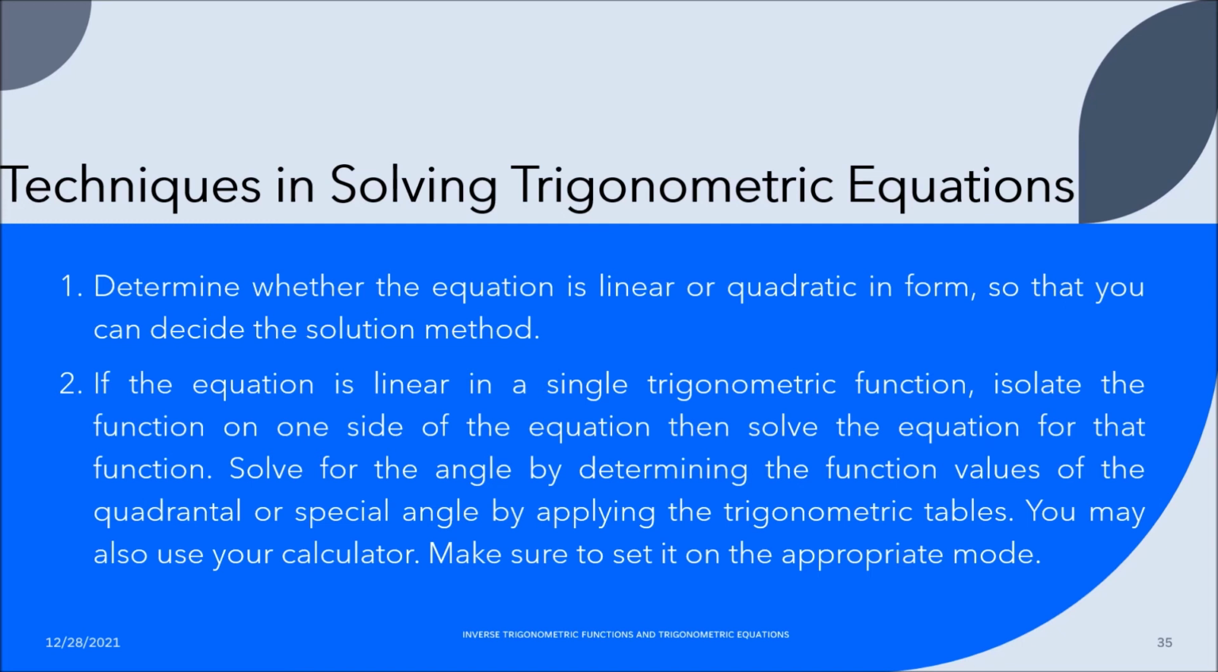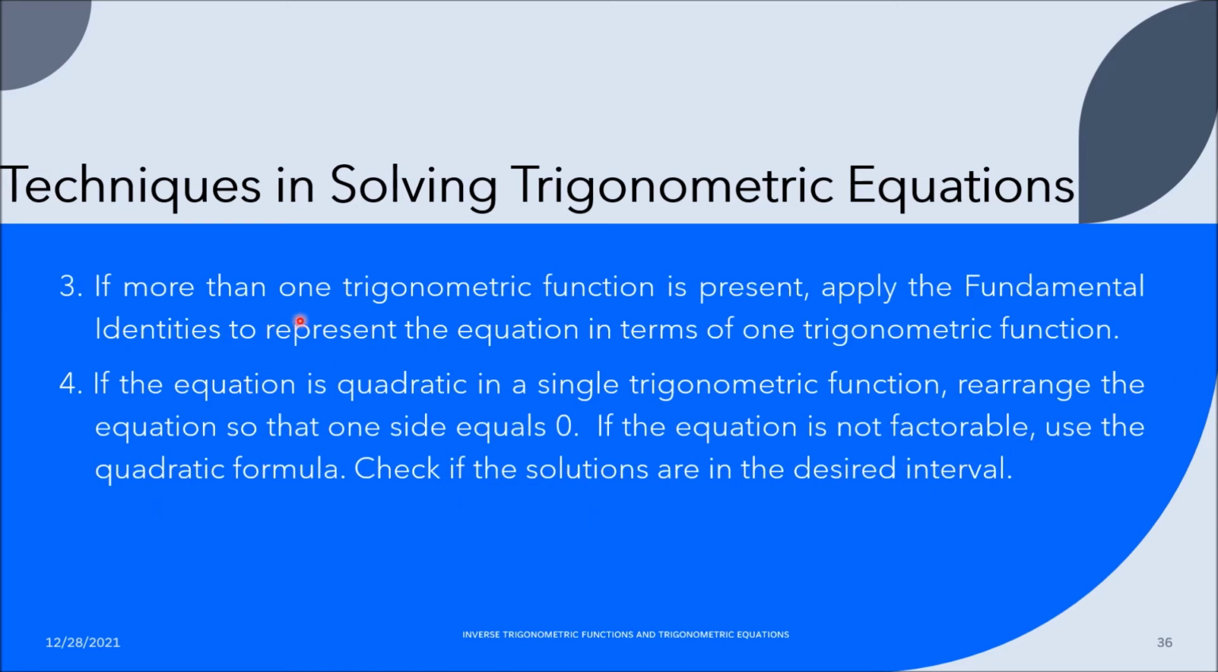There are trigonometric equations which are quite complicated. Here are some techniques which you can apply in solving that kind of trigonometric equations. First, determine whether the equation is linear or quadratic in form so that you can decide the solution method. If the equation is linear in a single trigonometric function, isolate the function on one side of the equation, then solve the equation for that function. Solve for the angle by determining the function values of the quadrantal or special angle by applying the trigonometric tables. You may also use calculator. Make sure to set it on the appropriate mode.